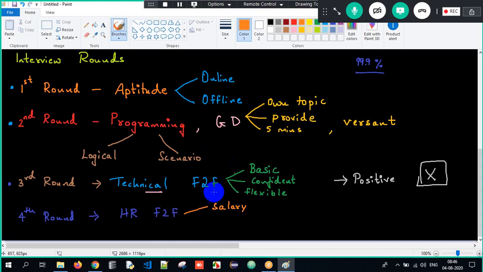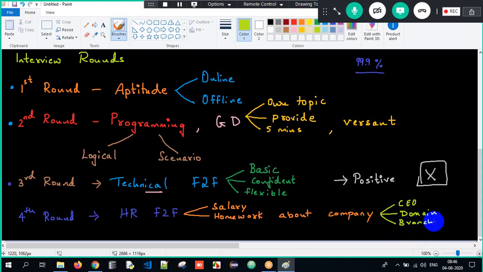And the second point is something the majority of people never do. You have to do homework about the company you are attending. You are attending the final round, guys. You should know who the CEO is. What is the major domain? What are they working on? What are their branches? You should know the basic things about the company because it's 99.9% likely that you'll be working in that company only.